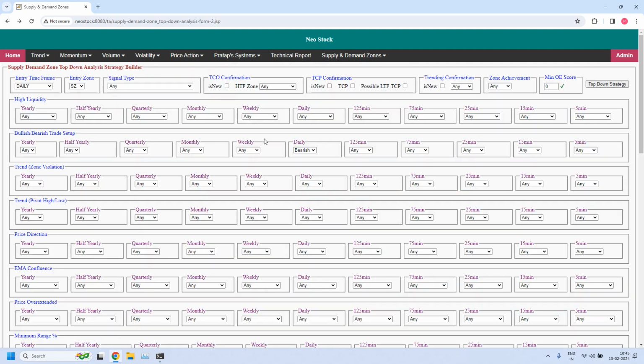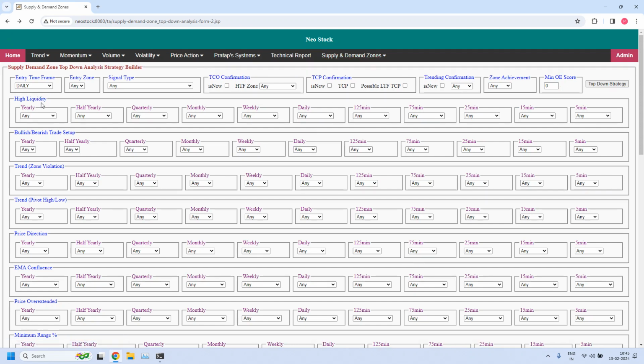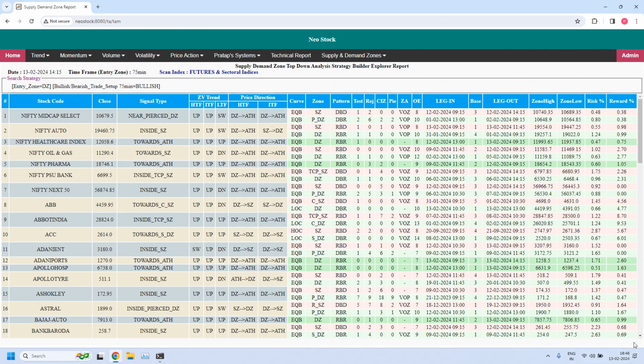Okay, let's go back. Now what we do, we will generate for weekly income trade. In weekly income trade, bullish trade setup, our entry time frame should be 75. That means the LTF time frame is 75 minutes. First we will generate the bullish trade setup, selecting demand zone. And in the bullish or bearish trade setup parameter, at the 75 minutes time frame, I am selecting bullish. Let me filter. You got a very big list.